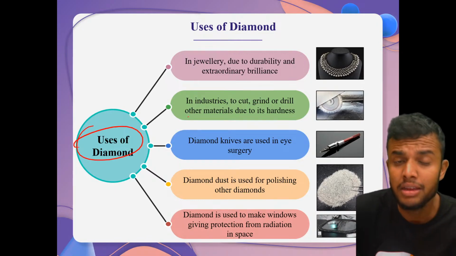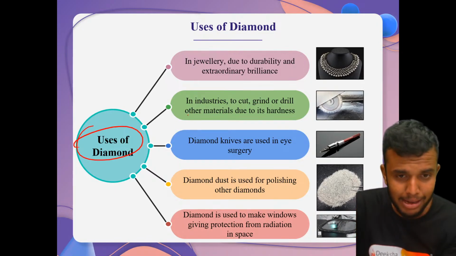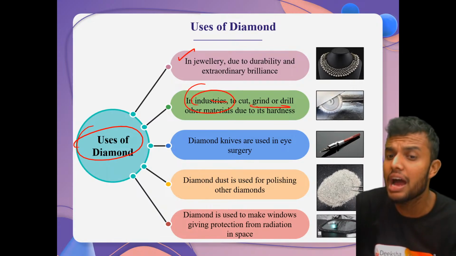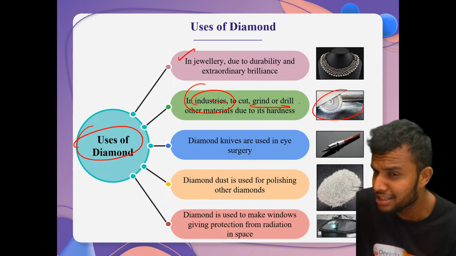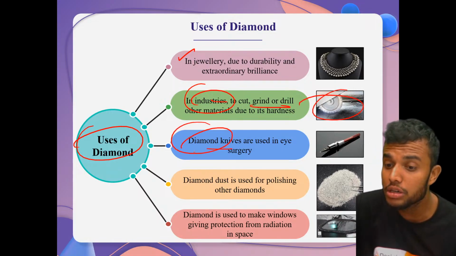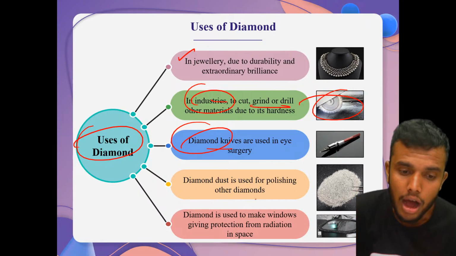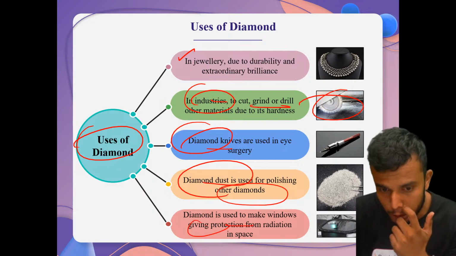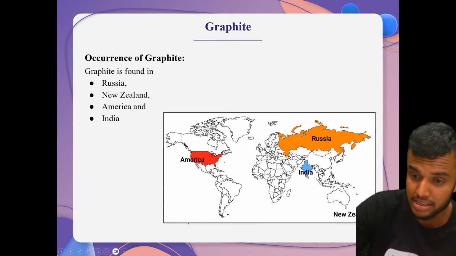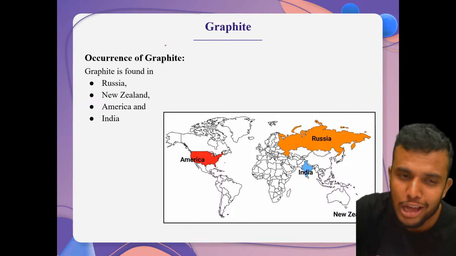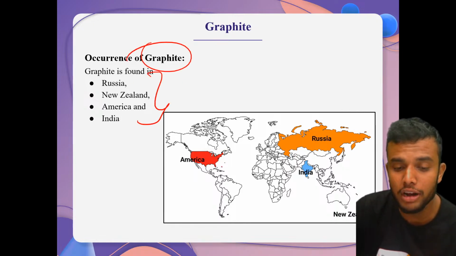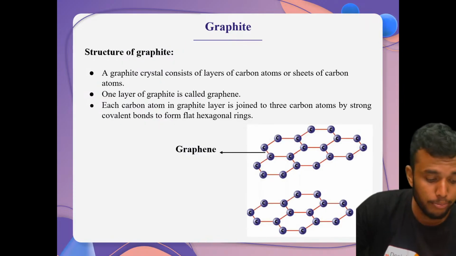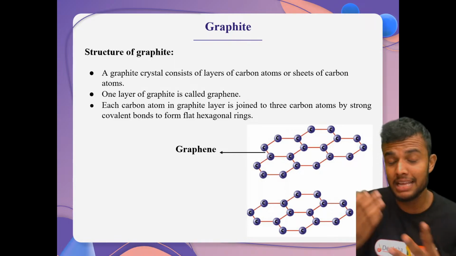We use diamond first in jewelry, right, students, and in industry to cut or grind other materials. Why? It is the hardest substance, right? That's why. Diamond knives are used in eye surgery. Diamond dust is used for polishing other diamonds. Diamond is used to make windows, giving protection from radiation in space. Okay. Then move on to graphite. Graphite occurs in these 4 countries: Russia, America, New Zealand, India.